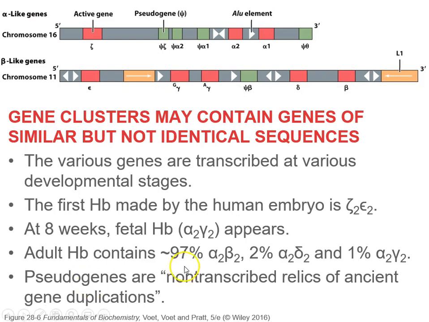So adult hemoglobin: adults stop making the fetal hemoglobin, but never completely stop. About 1% of our hemoglobin is fetal hemoglobin. We also have 2% of this variant called alpha 2 delta 2, but 97% of our hemoglobin is the alpha 2 beta 2 molecule, the tetramer that we talked a lot about in Biochem 1. You might also notice from these figures that there are pseudogenes. Our authors describe these as non-transcribed relics of ancient gene duplication, some kind of holdover from evolution.